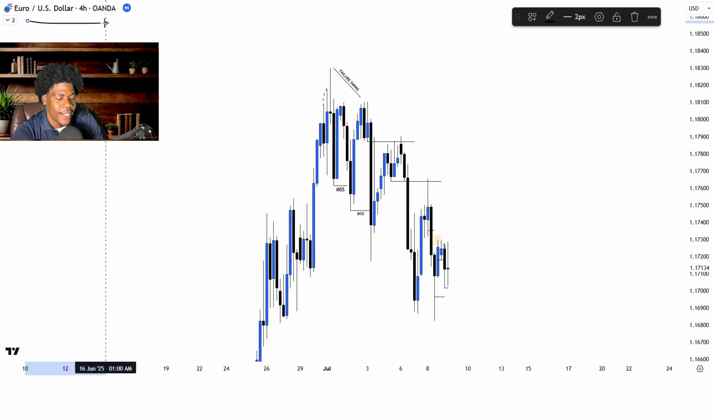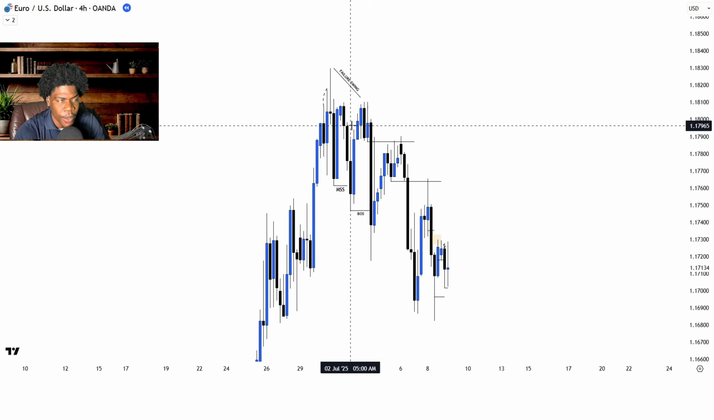And without further ado, let's hop on the charts and go over these examples live. Now on our charts, we're looking at EUR USD on the 4 hour time frame. Like I stated, we always start on the higher time frames and scale down to the lower time frames until we find our entries, right?